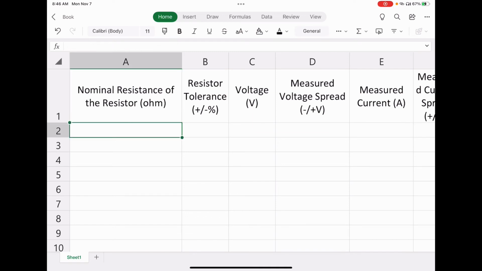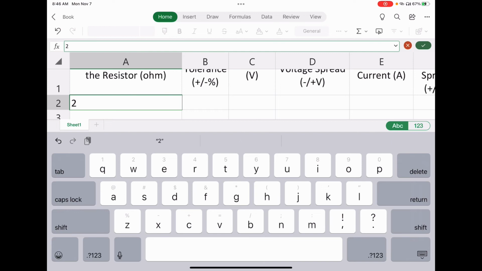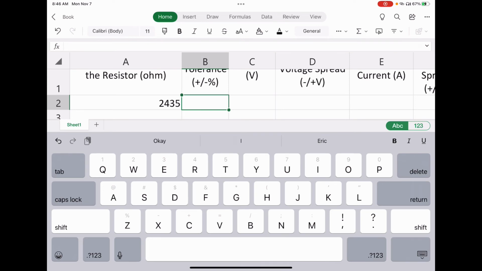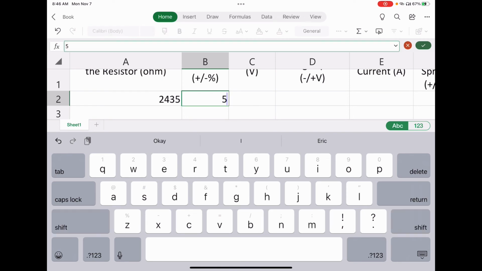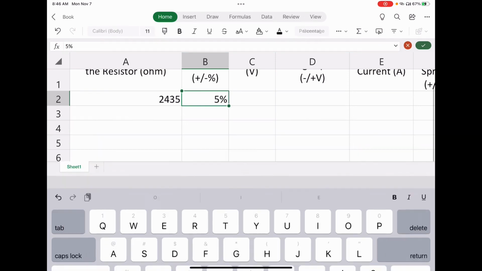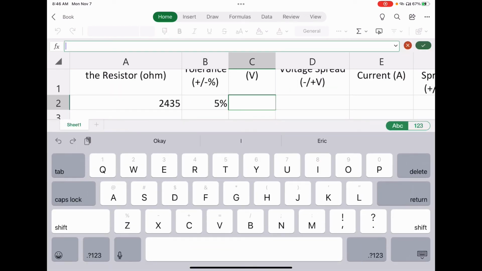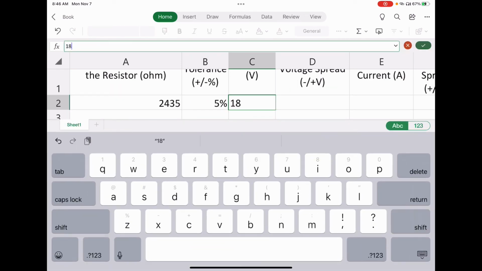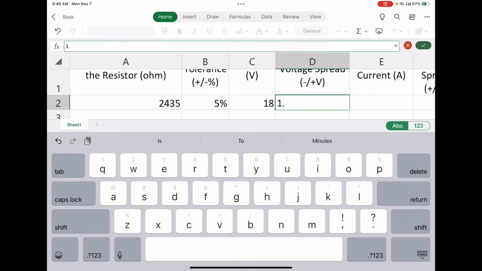But let's go ahead and place our resistor value in. So, for me, I have 2, 4, 3, 5. Okay. And then I have a tolerance of 5%. So I have to keep that in mind and I need to put 5% here. And then I have a voltage. In my case, it's 18. And then I have a spread of plus or minus 1.62.